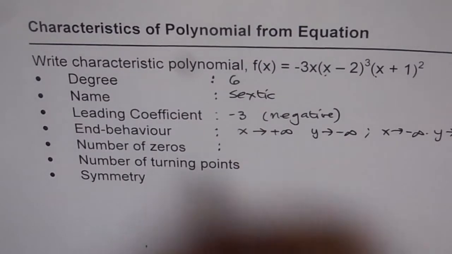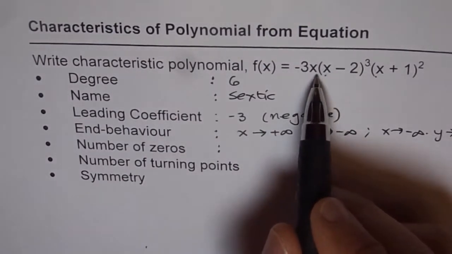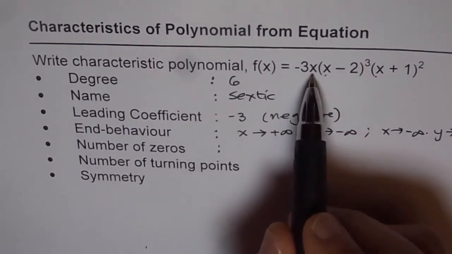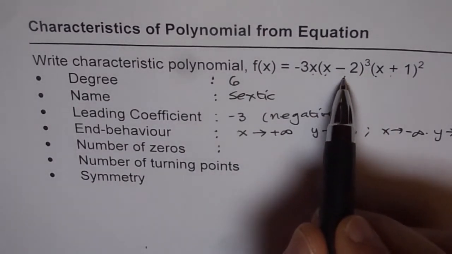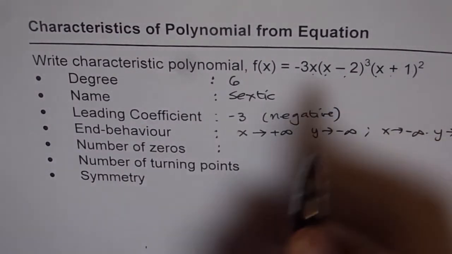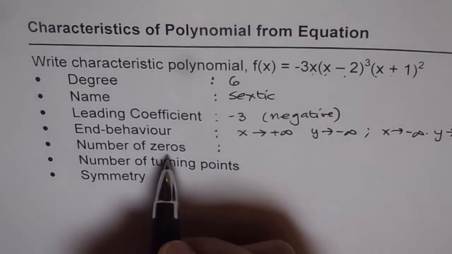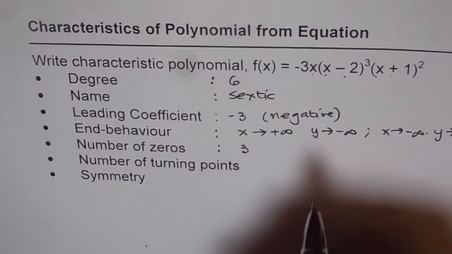Number of zeros. Number of zeros you can count from here itself. So there is 1 zero, 2 zero and 3 zero. Order is of course different. This is order 1, order 3 and order 2. But we're just asking for number of zeros at the moment, so it is 3.